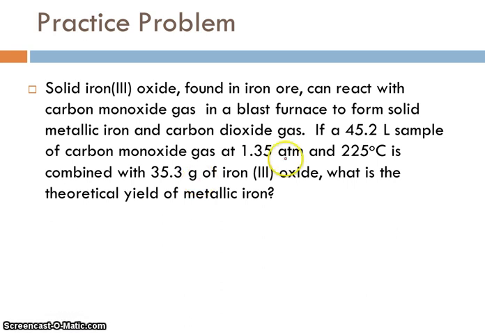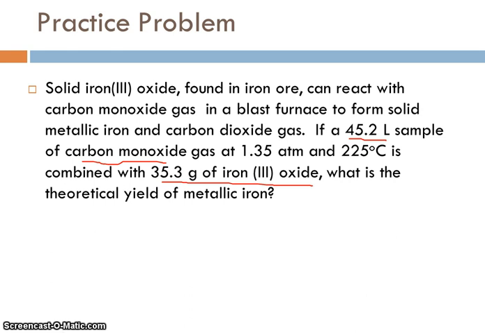So we've got a lot going on in this problem. I've got 45.2 liters of carbon monoxide gas at a certain pressure and temperature that are given, and then I have 35 grams of the iron(III) oxide. So I've got the masses, or information related to masses, of two different reactants, both reactants in the problem.